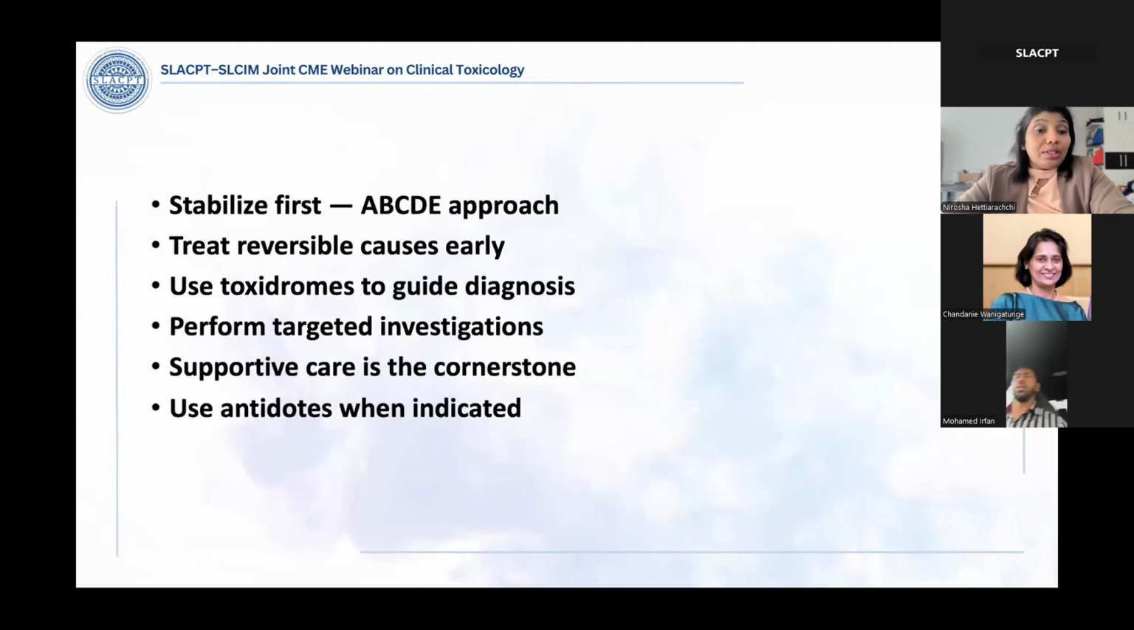You need to stabilize the patient. First, ABCD approach. Treat reversible causes early. Use toxidromes to guide your diagnosis. Perform targeted investigations. Supportive care is the cornerstone. And use antidotes when indicated.